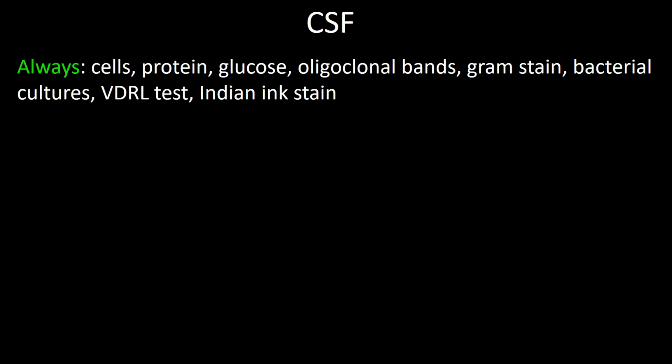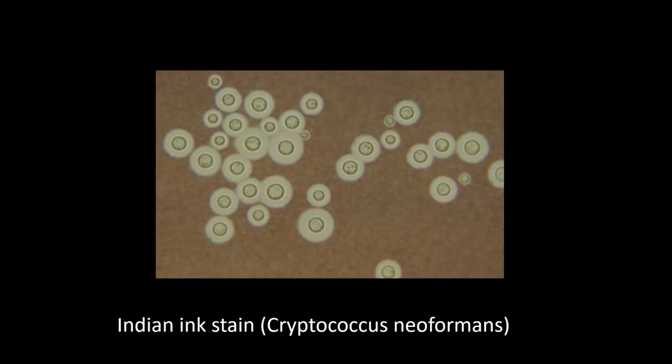Once CSF is obtained, all agree that it should always be sent for cell count, proteins, glucose, oligoclonal bands, gram stain, bacterial cultures, VDRL test, and India ink stain. This is how Cryptococcus neoformans looks in CSF using India ink stain.